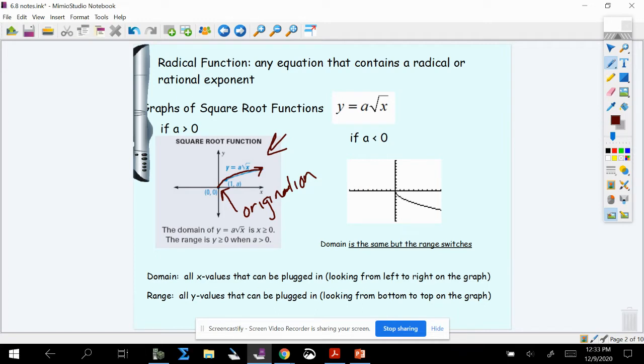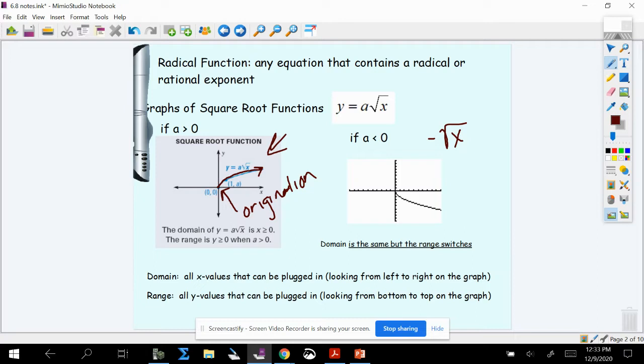If you put a negative in front of it, so let's say it's a negative square root graph, it still has that same starting point, but then it arcs downwards. It flips because that's what a negative does. It flips it upside down. So those are your basic parent functions of square roots.